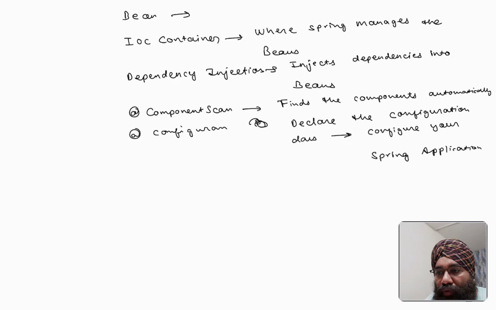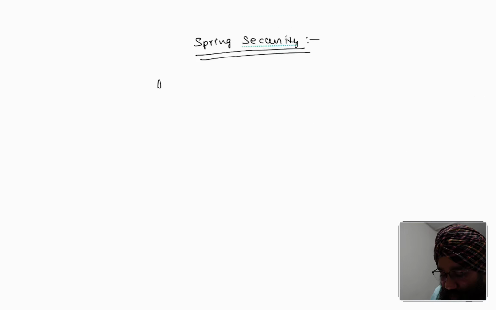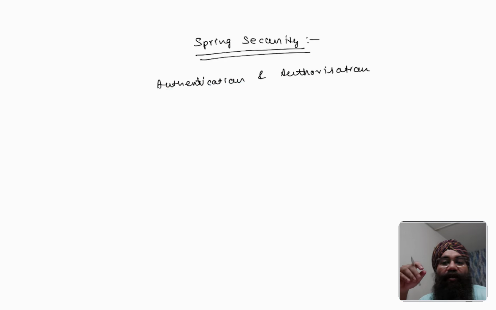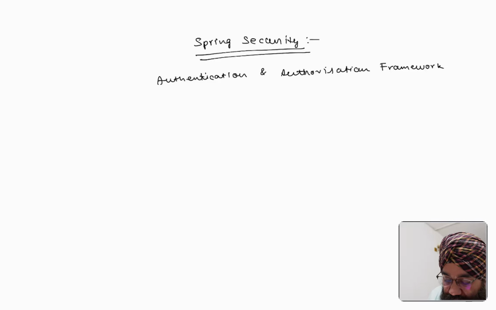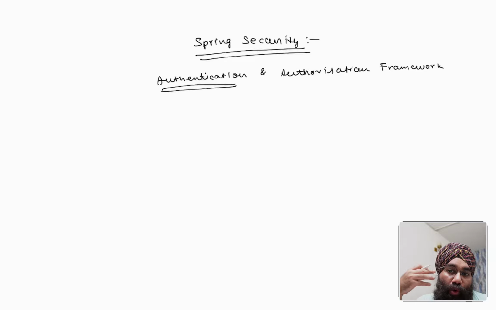Okay, now let's talk about Spring Security. This is an authentication and authorization framework. So what is the difference between authentication and authorization? Suppose I am SPS. Determining whether I am really SPS or I am some hacker trying to pretend to be SPS is called authentication, whether I am a genuine person or not, whether I am really the person who I am saying I am.